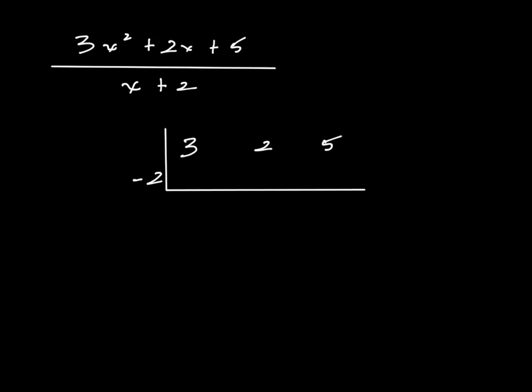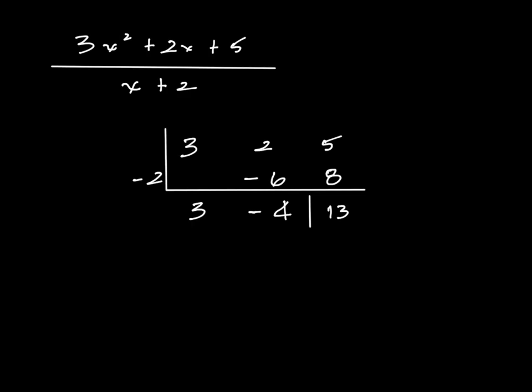So the first thing that happens is that 3 comes straight down. The next thing we'll do is multiply -2 times 3. That'll give us -6. Then again we add. 2 plus -6 is -4. Then we multiply once again. -2 times -4 gives 8. Finally we add, and we get a remainder of 13.